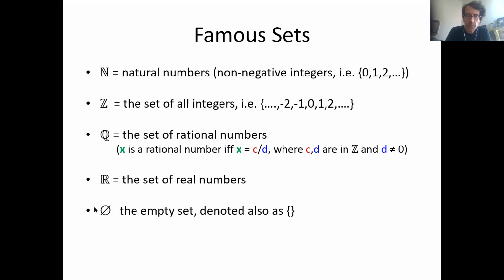This crossed-out O is a special symbol denoting an empty set. Another symbol for the same thing is open and close curly brackets, because it's a set and there's nothing in it. So that's an empty set.